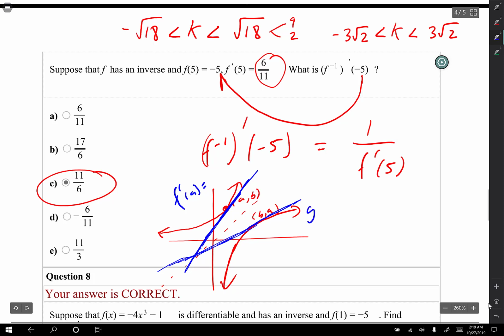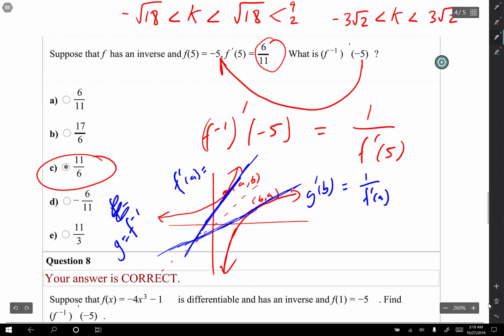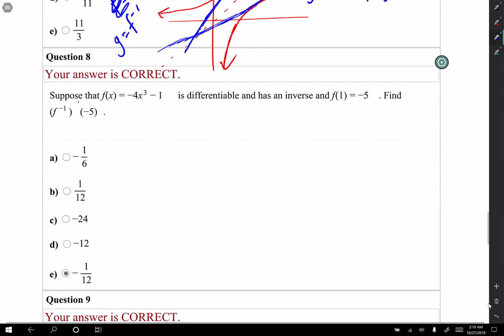If I call this g prime of b, remember that I'm saying that f and g are inverses of each other. And then that's a reciprocal of f prime of a. So hopefully that makes sense, guys, that f and g are inverses of each other. So I guess I should be writing g is the inverse of f there. So there it is. I tried to make a quick lesson out of this. My apologies if it's taking too long. Let's go to the next one.